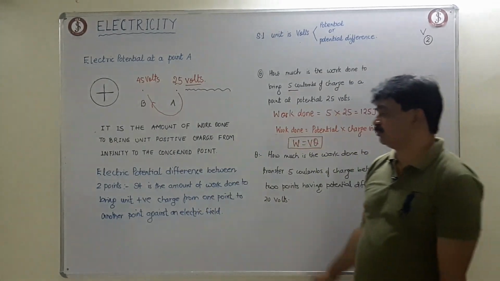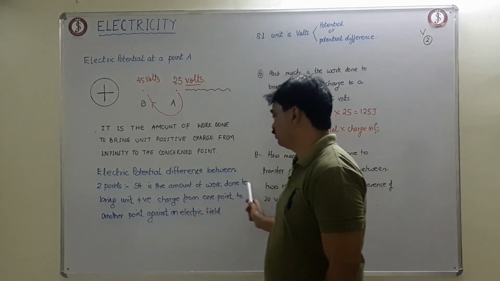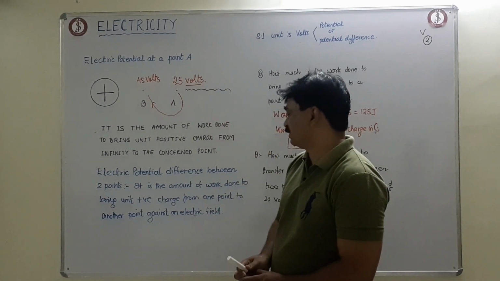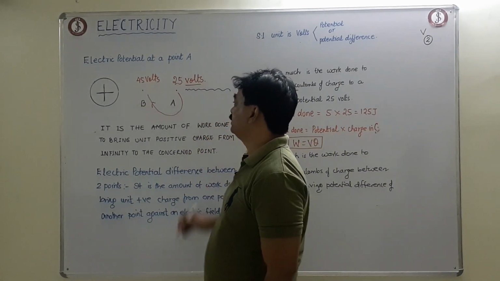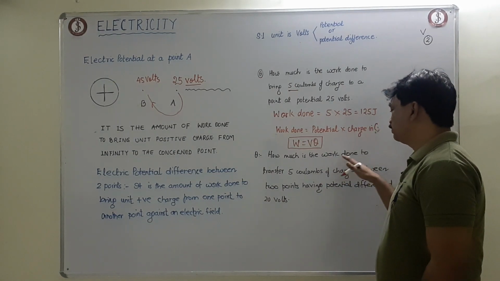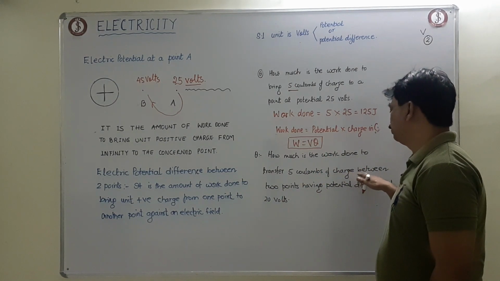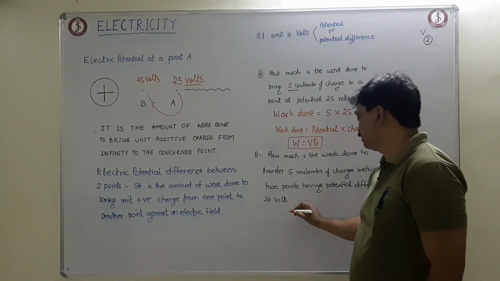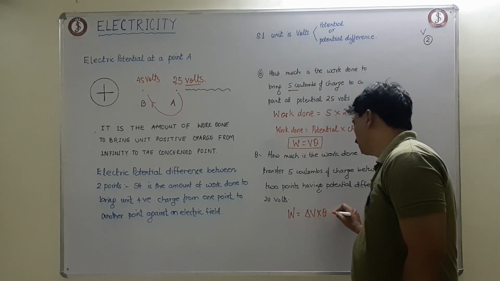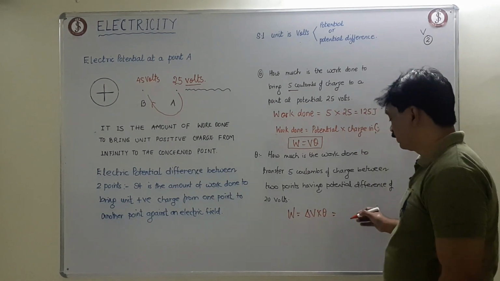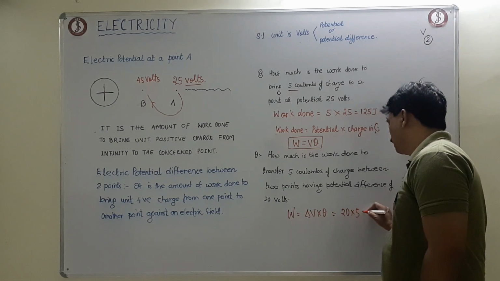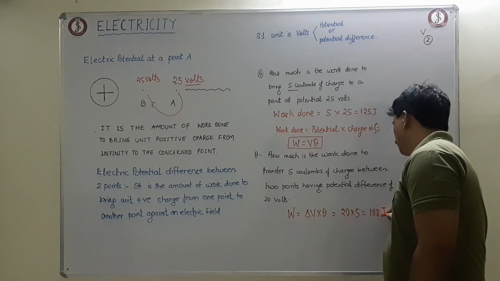So what is potential difference between 2 points? It is the amount of work done to bring unit positive charge from one point to another point against an electric field. So here the PD is 20 volts. Now again the same question can be asked: how much is the work done to transfer 5 coulombs of charge between 2 points having potential difference of 20 volts? So work done is straight away potential difference into charge in coulombs. Delta means difference. So potential difference will be 20 over there, and charge is 5. That means we do 100 joules of work.